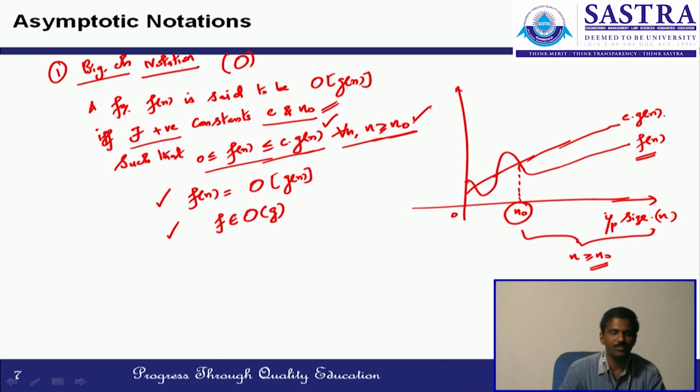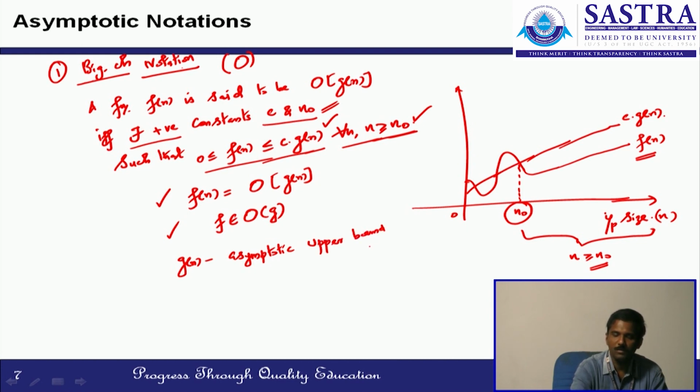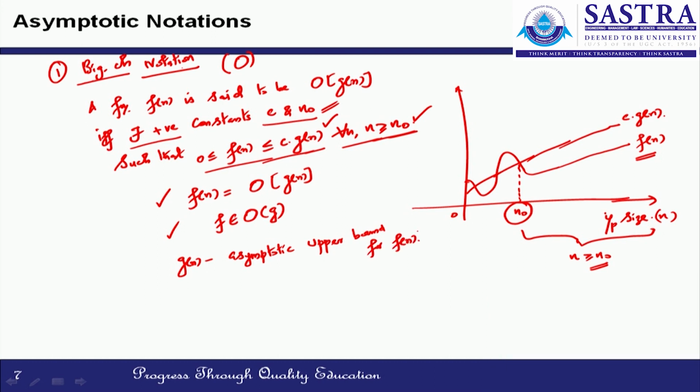In that case, we can say g of n is an asymptotic upper bound for f of n. G of n is an asymptotic upper bound for f of n.